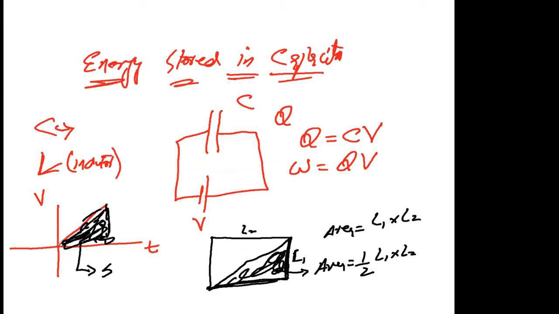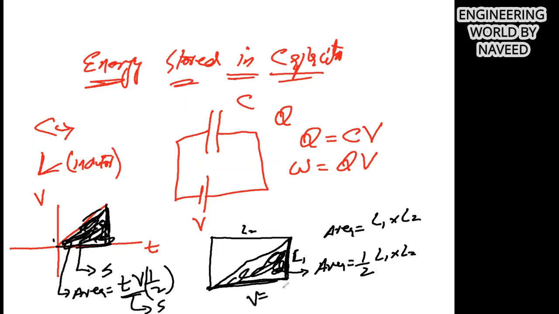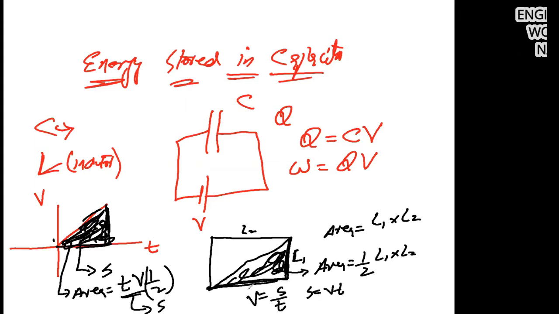Similarly, I will take over here. This area will be equal to this, that is T, this, that is V, and this is half of the rectangle, so I will put 1 divided by 2. So this will give me distance. V is equal to S divided by T, so S is equal to Vt. So this Vt divided by 2 will be equal to the area.